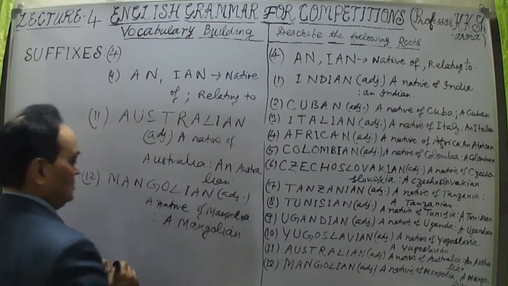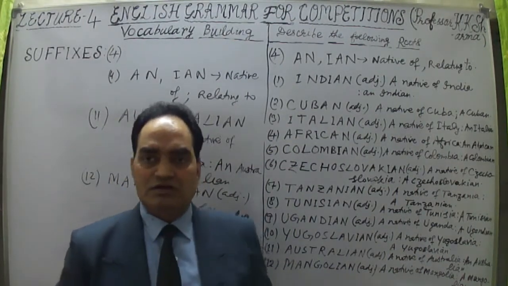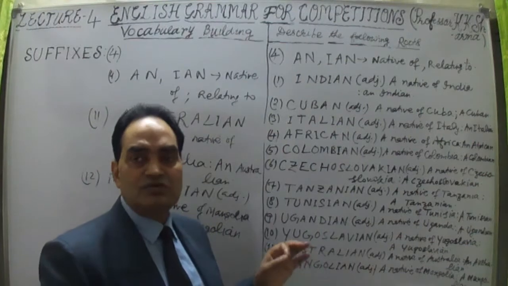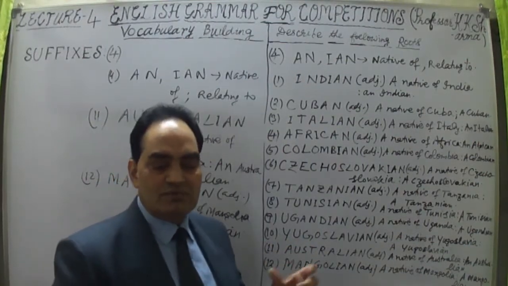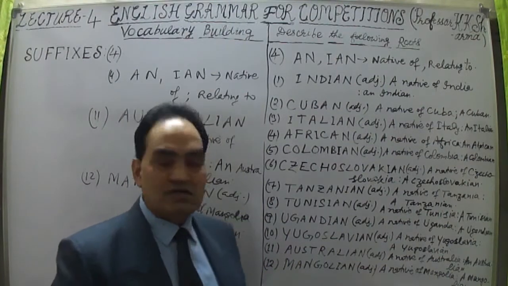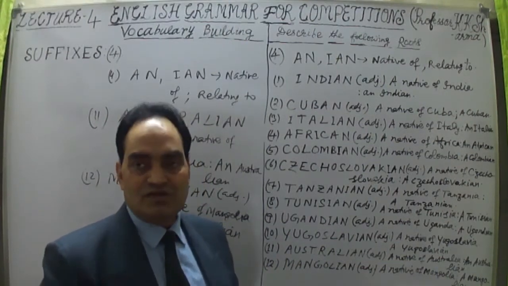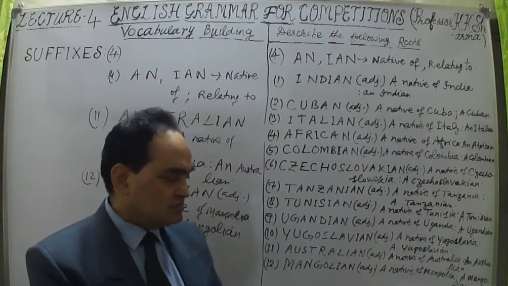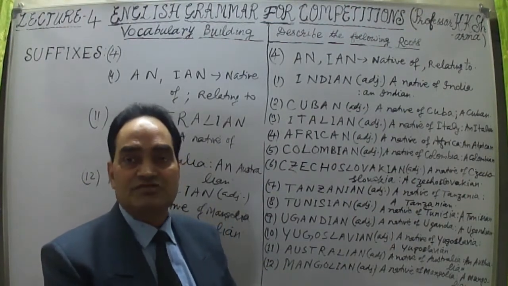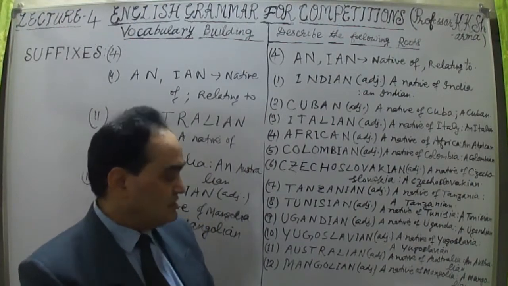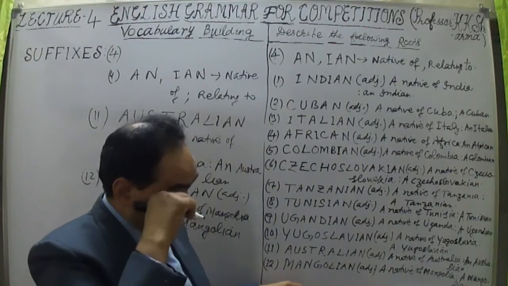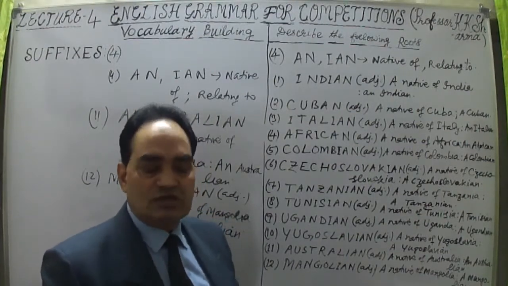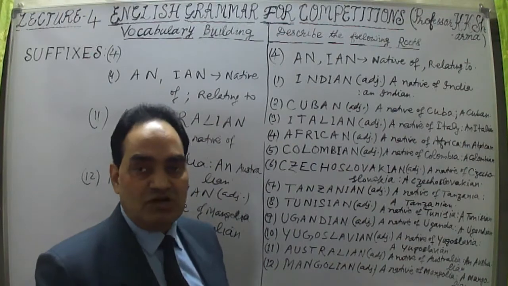M-A-N-G-O-L-I-A-N, a Mongolian. Alright, in this way, Tunisia is a country's name. Then Indonesia is a country name, Indonesian. Pakistan is a country, Pakistanian we can say, but the word is pronounced as Pakistani. A person from Pakistan is Pakistani. Now I is also added in the end. Pakistanian or Pakistani, that's also correct. Then Sri Lankan, AN is added. A person from Sri Lanka is Sri Lankan. AN is added, not IN, but only AN, Sri Lankan.